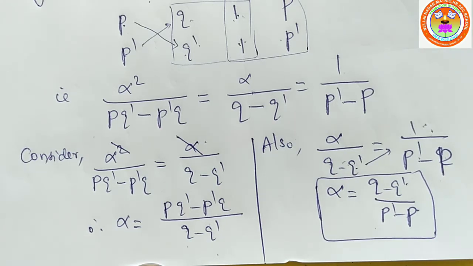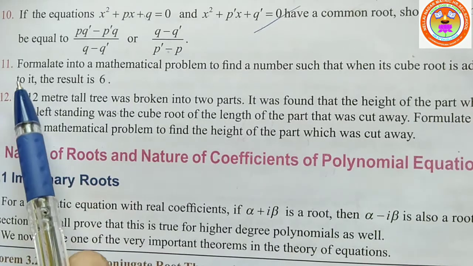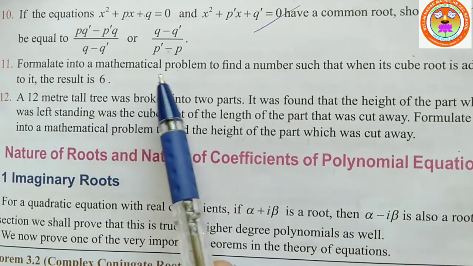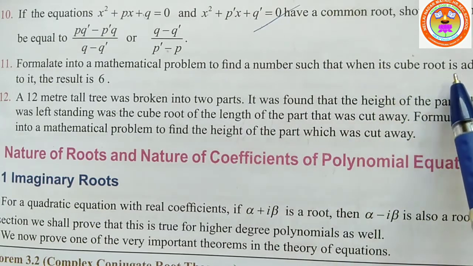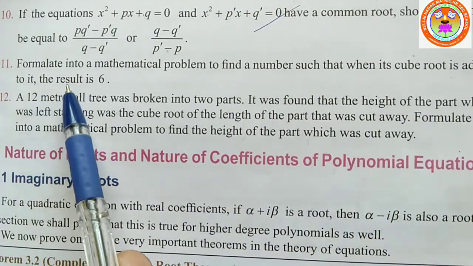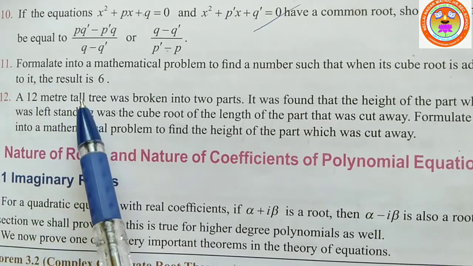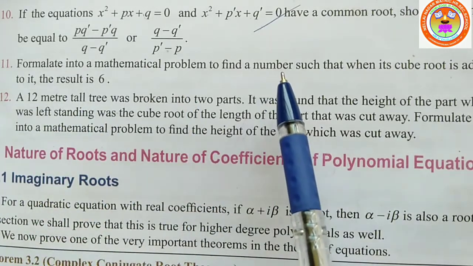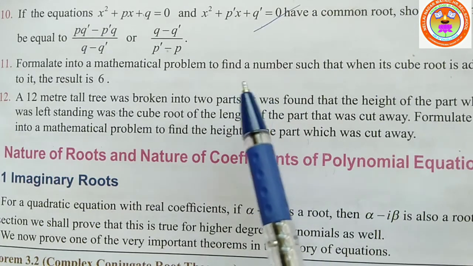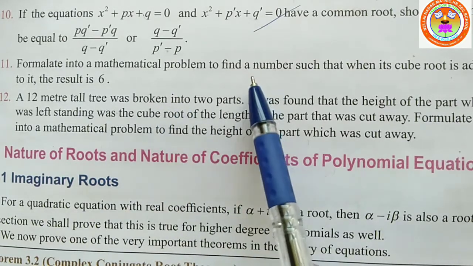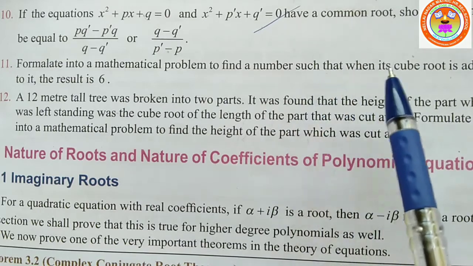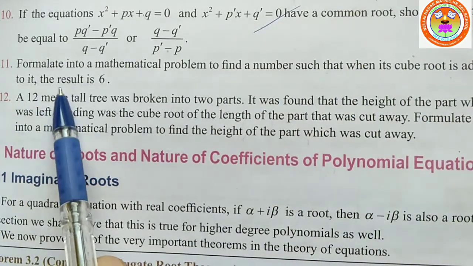Okay. Now we can move on to the next question, question number 11. See the question. Formulate into a mathematical problem to find a number such that when its cube root is added to it, the result is 6. So here we are not going to solve this sum, but we have to create one cubic equation to find a number such that its cube root is added to it, the result is 6.